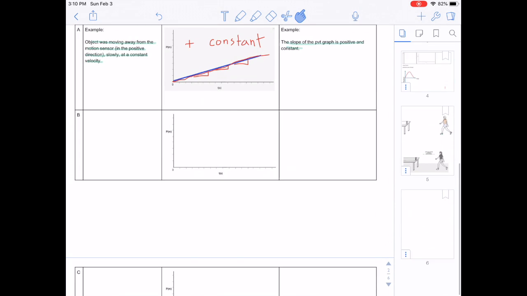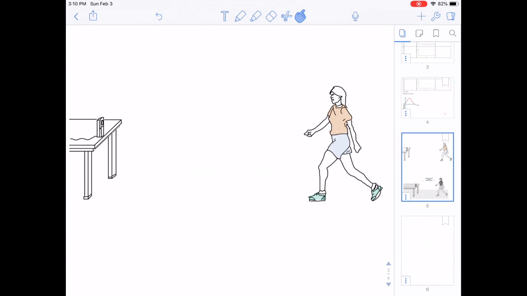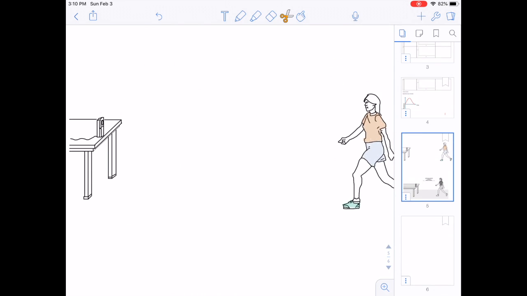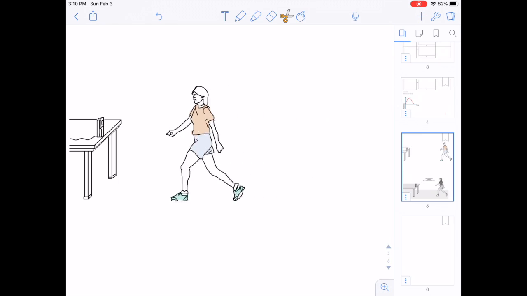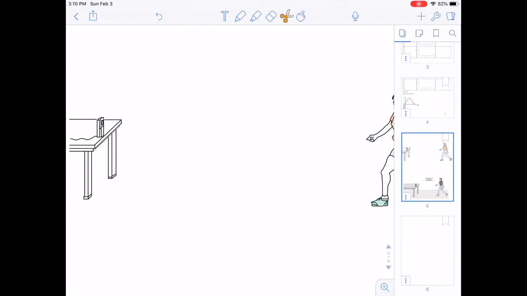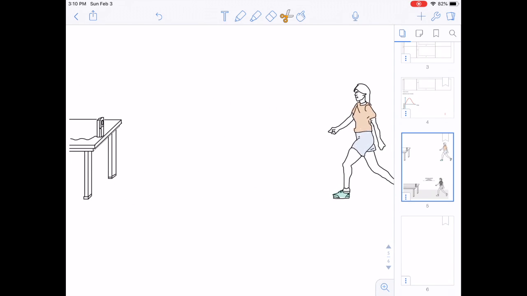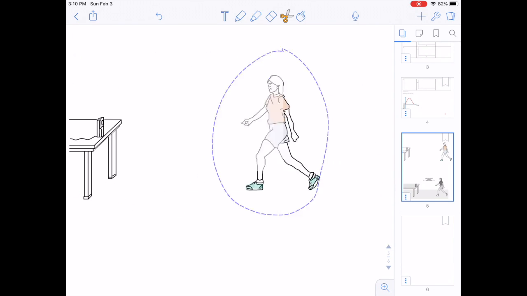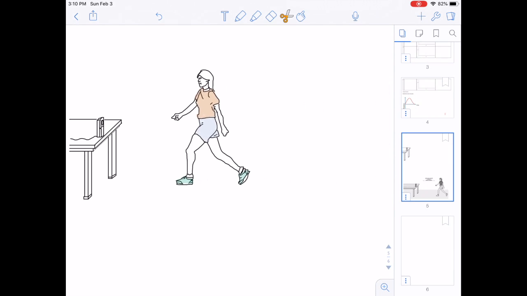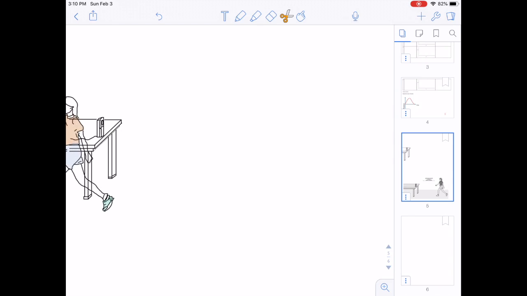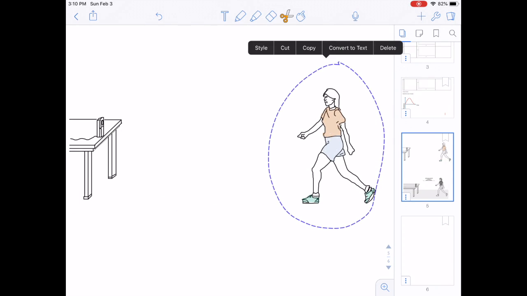Let's say that our person, instead of moving away from the motion sensor, is going to move towards the motion sensor, and they're going to go fast, like that. And they're not going to speed up, and they're not going to slow down. They're just going to move at a constant rate. Alright, let's graph that and see what it looks like.